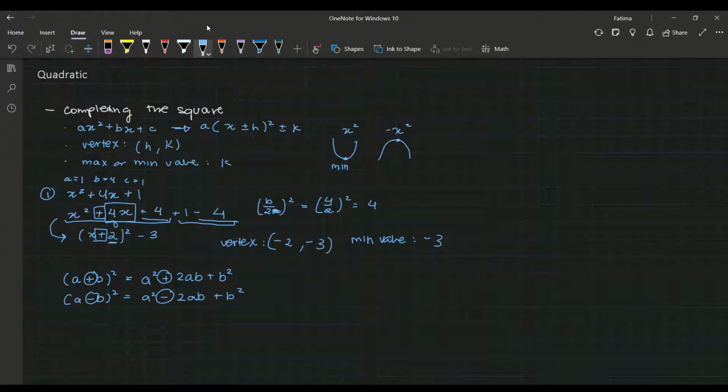And now this value over here, the b, depends upon what the b squared is. So in this case, b squared was 4. That's why I made my b value 2.